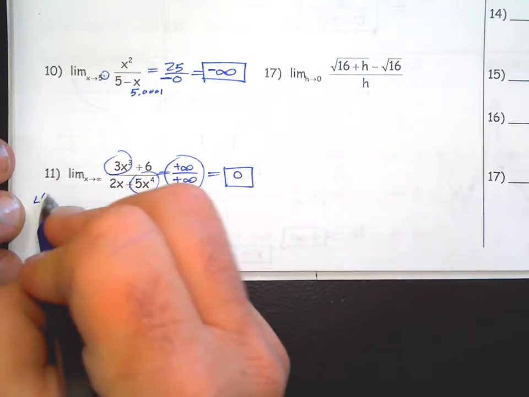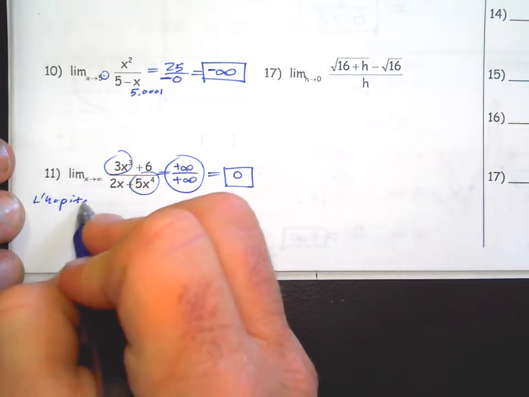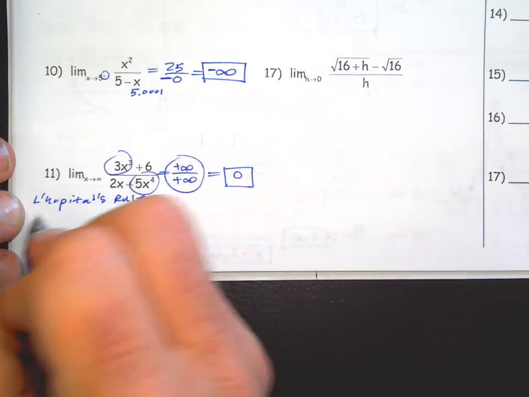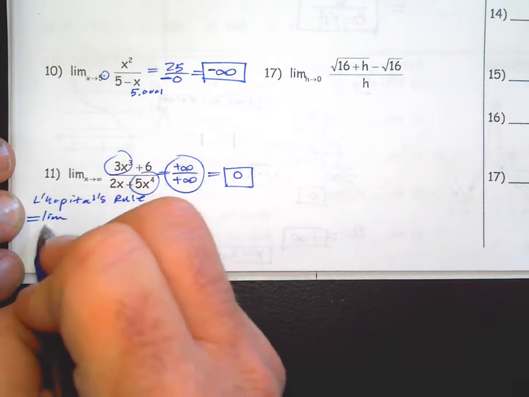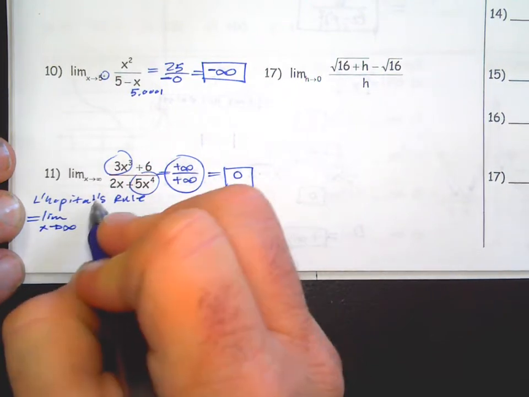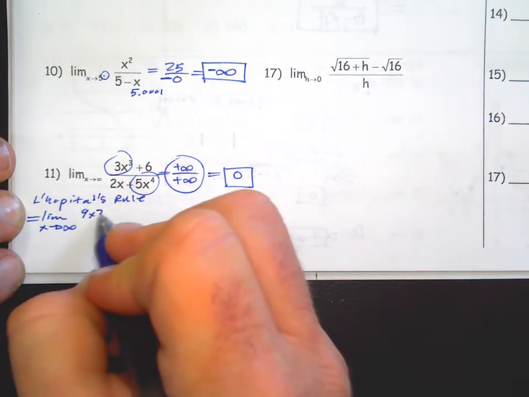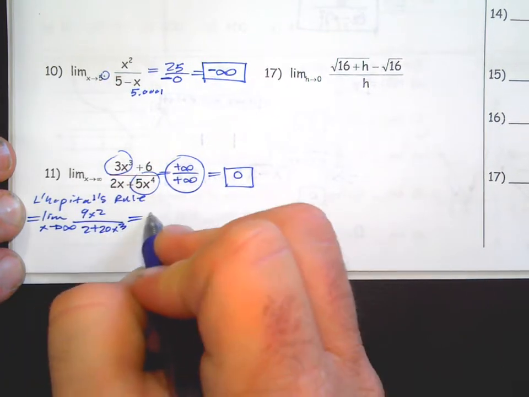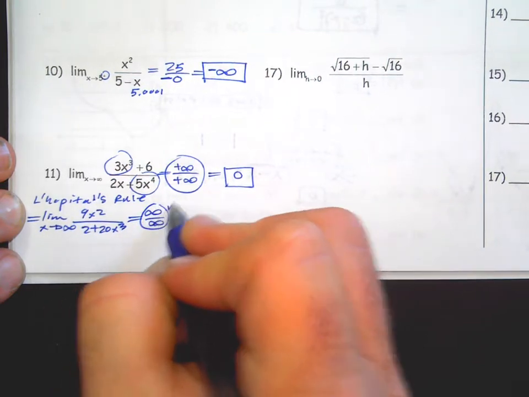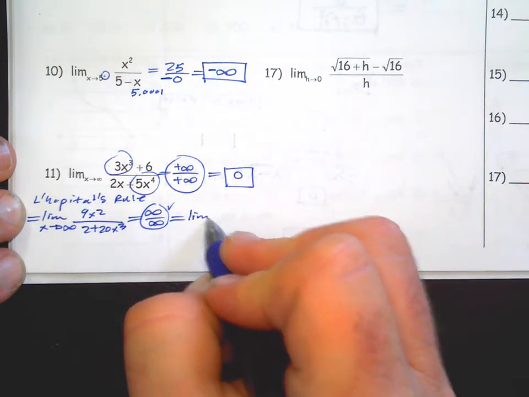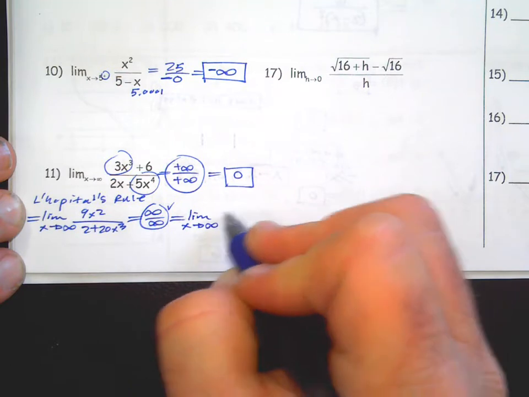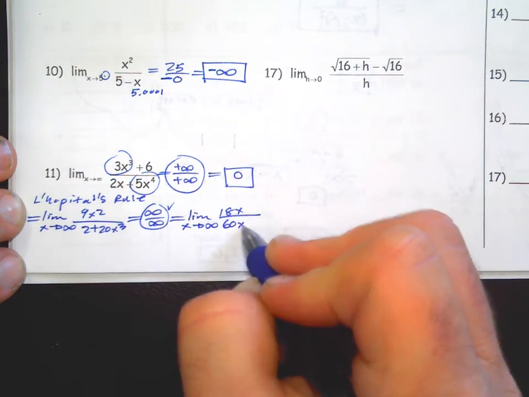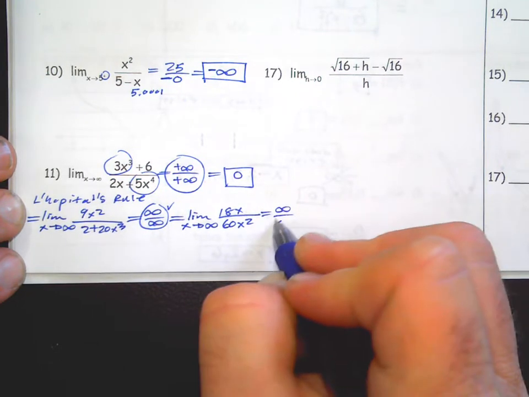Otherwise, we could do L'Hopital's rule. And you'll see that on these end behavior problems, it's usually just not a great idea. The dominant terms is way faster. So we take the derivative of the top, 9x squared over 2 plus 20x cubed, and we would get infinity over infinity again. So then we would have to do it again. We have to take the limit as x approaches infinity of 18x over 60x squared, and we would get infinity over infinity again. So we'd have to do it again.